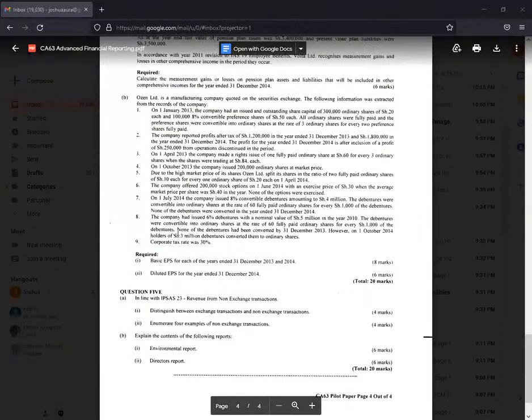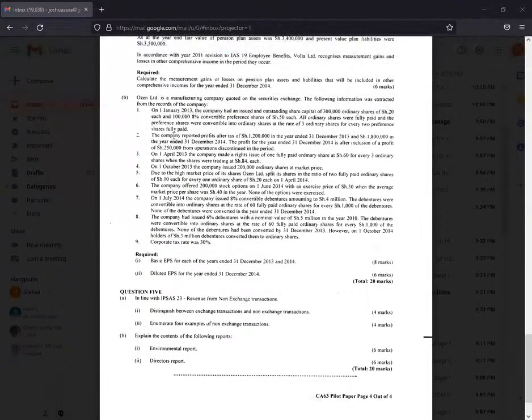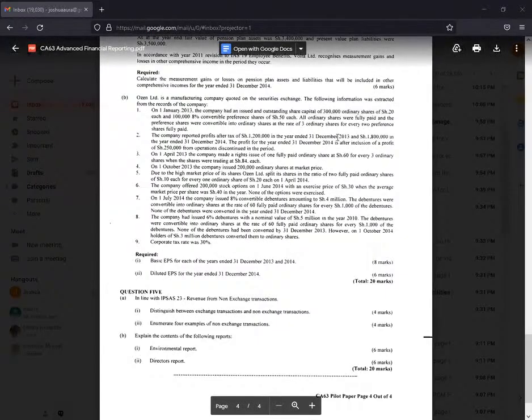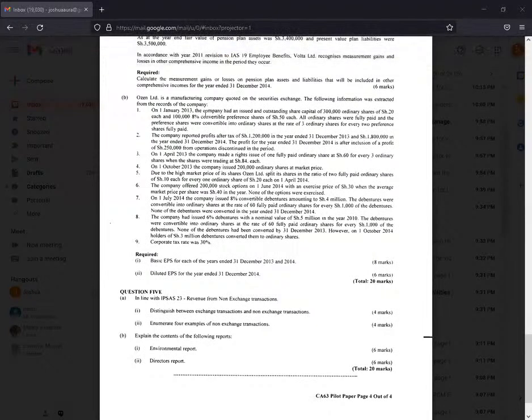We are told here, PSH Limited is a manufacturing company quoted on the Securities Exchange. The following information was extracted from the records of the company. On 1st January 2013, the company had an issued and outstanding share capital of 300,000 ordinary shares of shillings 20 each and 100,000 8% convertible preference shares of shillings 50 each. All ordinary shares were fully paid, and the preference shares were convertible into ordinary shares at the rate of 3 ordinary shares for every 2 preference shares fully paid. Easy things.